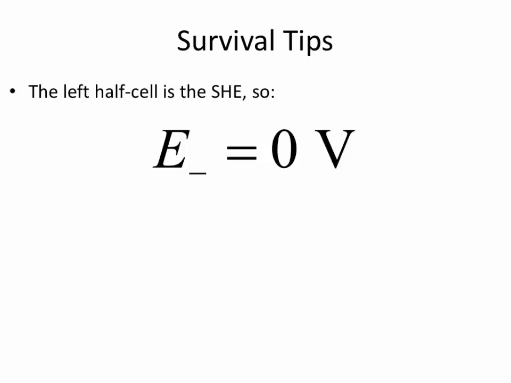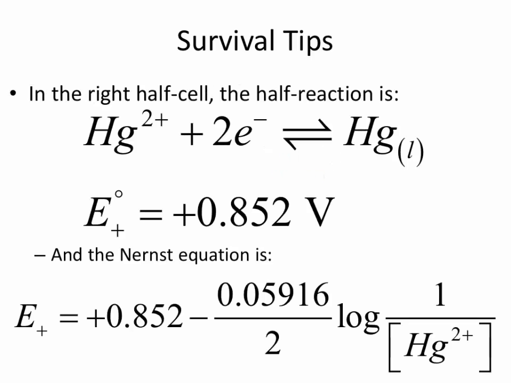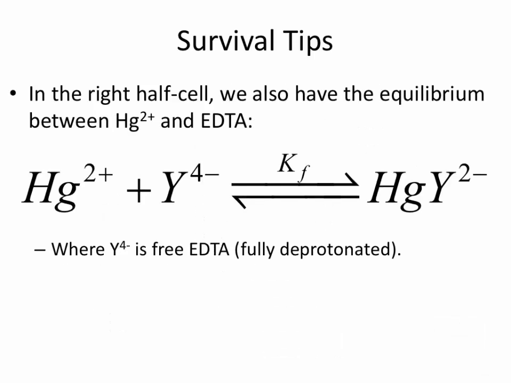Now, the left half cell is our standard hydrogen electrode, and that means that E minus is 0 volts. In the right half cell, the half reaction looks like this. We have our mercury 2 ions being reduced to mercury 0, and that gives us an E0 plus of 0.852 volts. The Nernst equation then looks something like this, where we have plus 0.852 volts minus 0.05916 divided by 2 times log of the inverse of the mercury 2 concentration. In the right half cell, we also have the equilibrium between mercury 2 and EDTA.